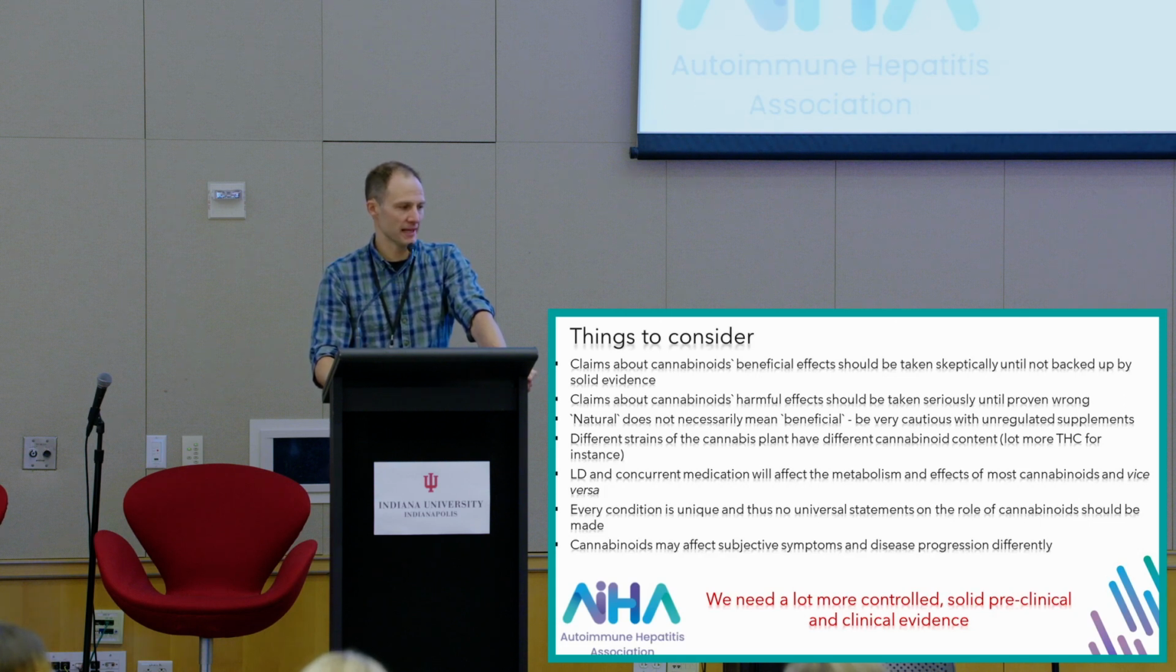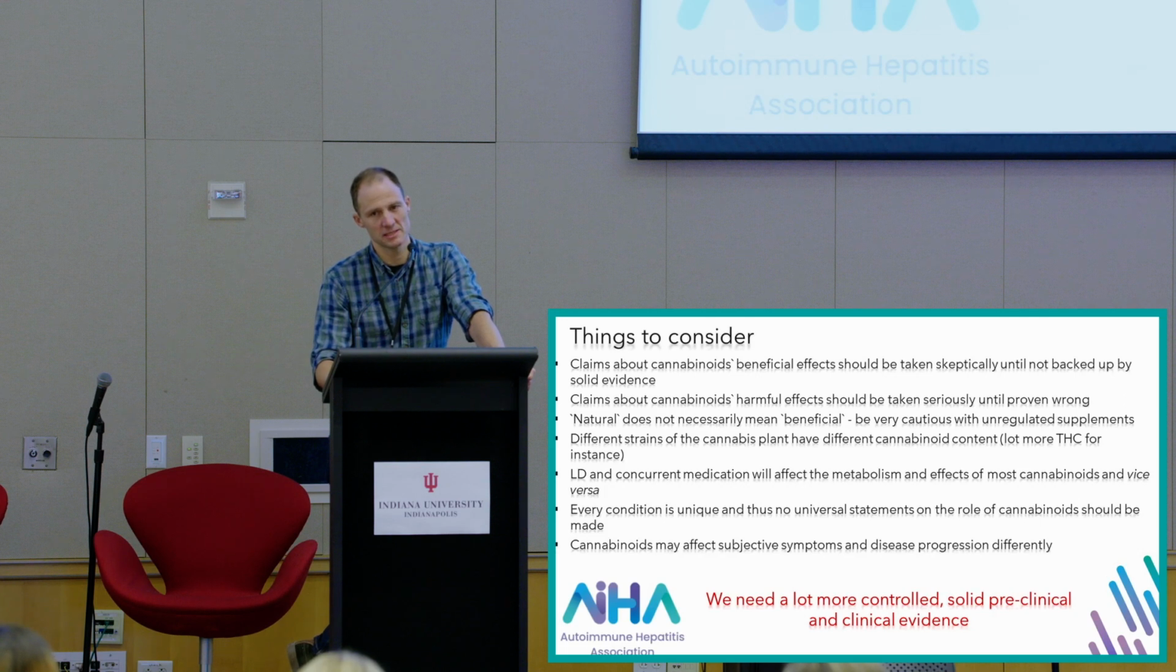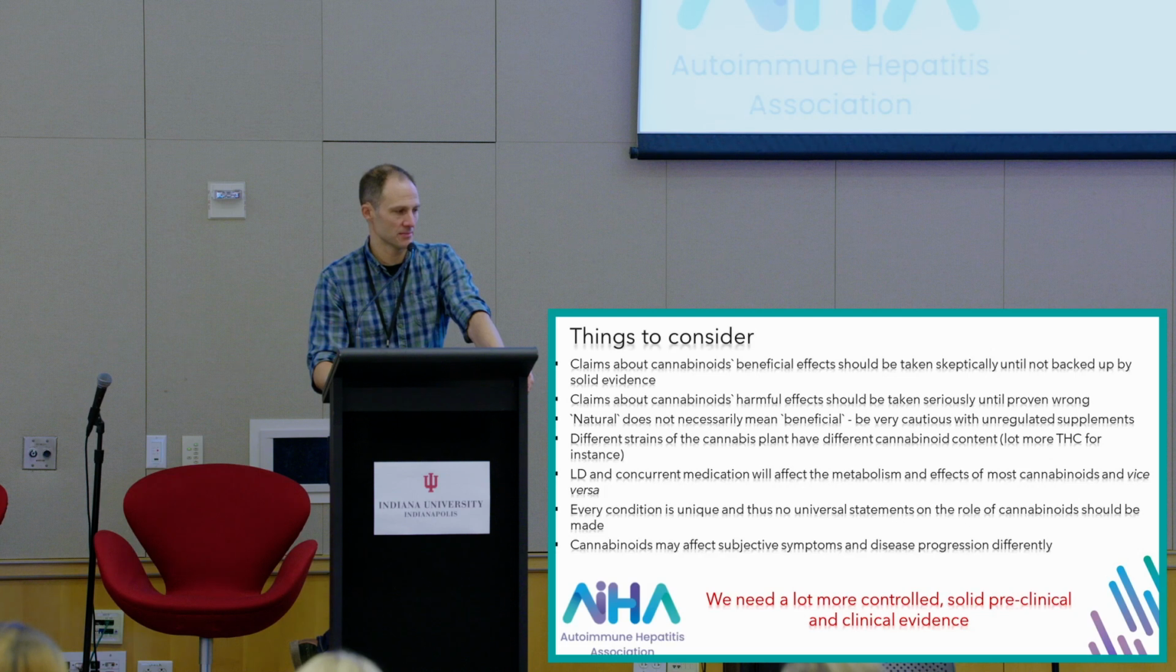Different strains of the cannabis plant will have different cannabinoid content. The marijuana that one might acquire on the streets or legally has a lot more THC these days than it had 30 years ago. And that poses a huge problem, and there's a huge literature to this, but you have to keep in mind that the marijuana of these days is not the marijuana of the 60s. If you have liver disease or concurrent medication, that will affect the metabolism and then eventually the effects of cannabinoids that you take, and the other way around. So that needs to be also reckoned with.